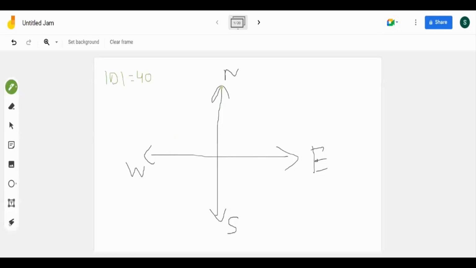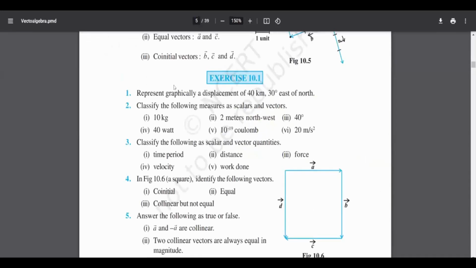So this is our north. So let us move 30-degree east of north. Okay, so 30-degree east of north implies this angle to be 30-degree. So we started at north and moved towards east. So this is north, this is east. So we move towards east by 30-degree. Okay, so this is 30-degree east of north, and the vector's magnitude is 40 kilometers. Okay, so this is our graphical representation of the vector given in question number 1. Okay, so let us move to question number 2.